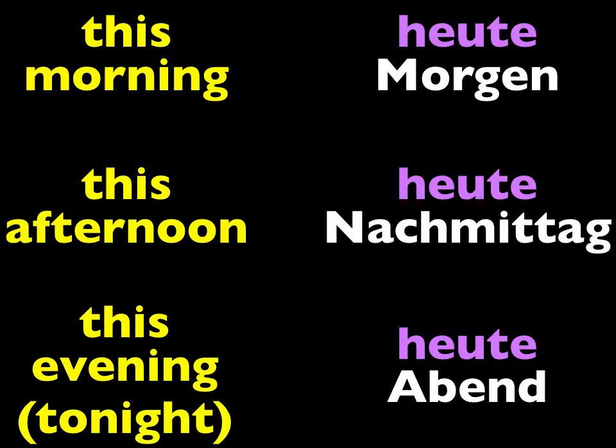However, as we've already learned, to say this morning, this afternoon, this evening, etc., German adds the word today instead, saying in essence, today morning, today afternoon, today evening. You've learned this before, repeat them after me. Heute Morgen. Heute Nachmittag. Heute Abend.